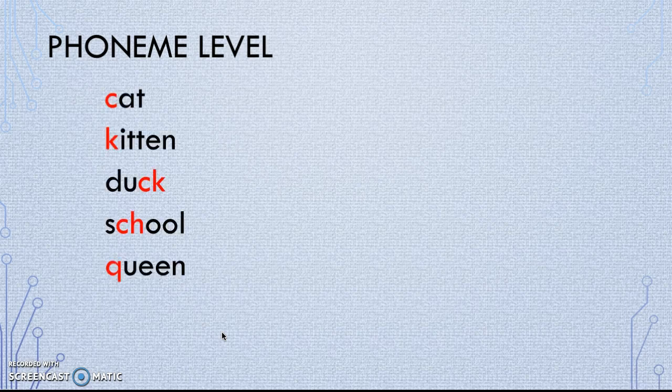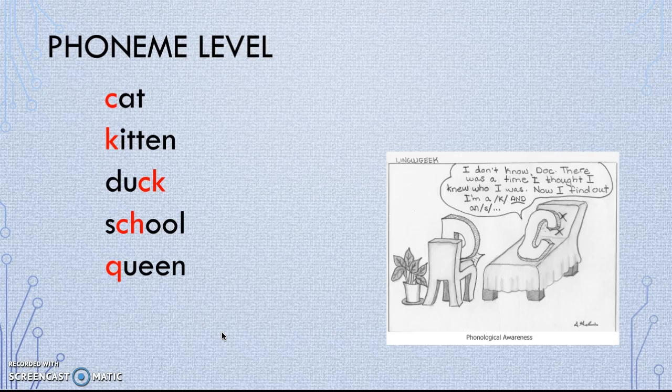For example, the words cat, kitten, duck, school, and queen all contain a k sound, but a different grapheme or letter option is used to record them in writing. I love this cartoon, so I just had to include it.